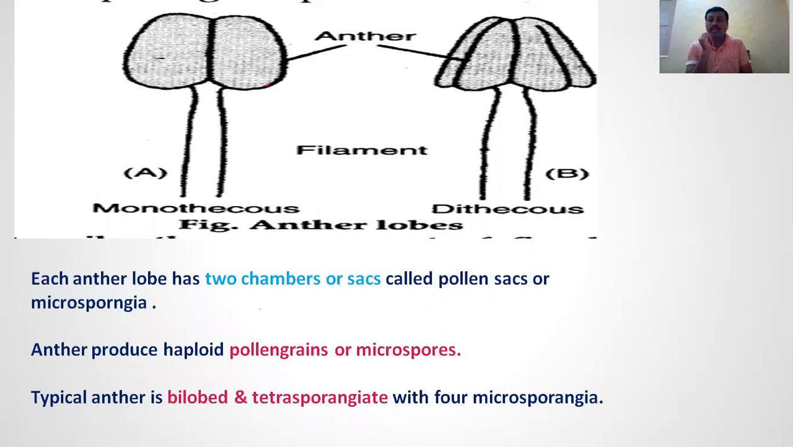Most of the anthers are bilobed. Two lobes are present. In most flowers, anthers are bilobed, or tetrasporangiate. Tetrasporangiate means four chambers, four microsporangia. In most flowers the anthers are bilobed. Okay.